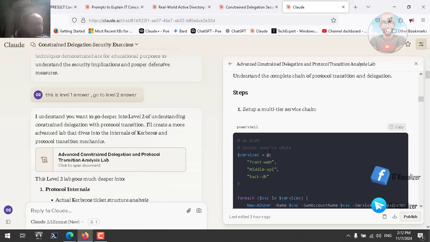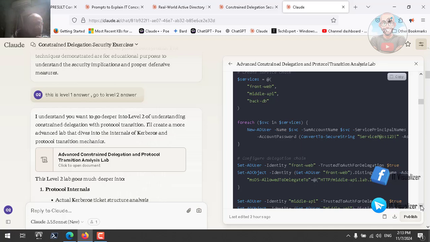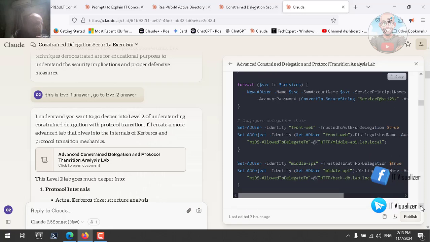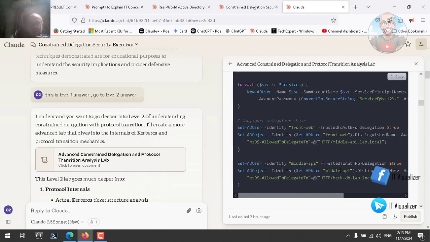So on DC1, we create services: a web service, an API service, and a DB, or database, service. He's creating three service accounts, I think, one for each of these, and configuring the delegation for the web to access the API and the database. So he's delegating the front end to access the API, and then the API to access the database.